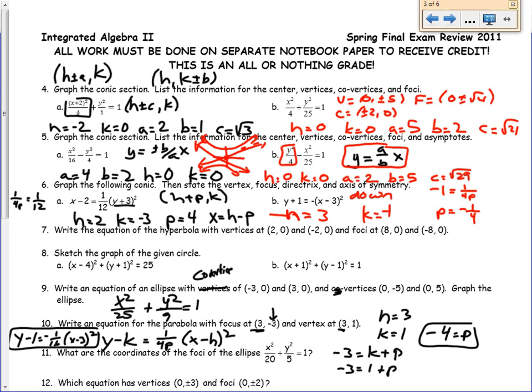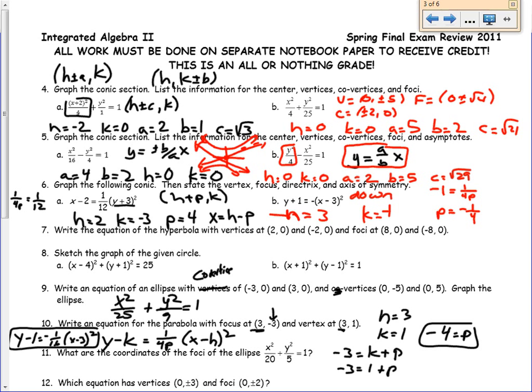Then remember, if x is squared, then the y value changes. So the focus is at 3 and negative 1 plus p. The directrix would be at y equals k minus p. So k is negative 1, minus p, which is negative 1/4, so it ends up y equals negative 3/4. Because this is a parabola that opens down, the directrix is a horizontal line.